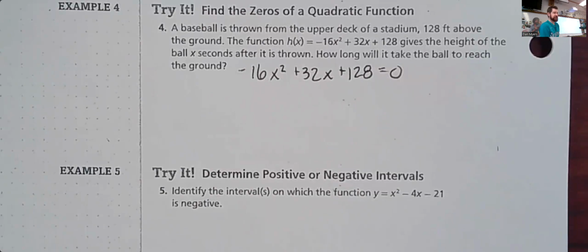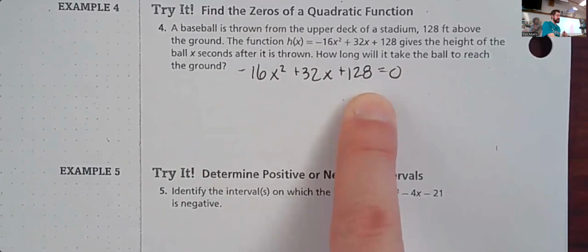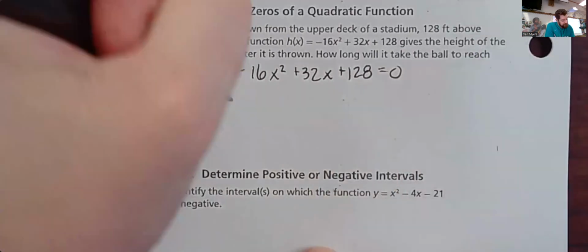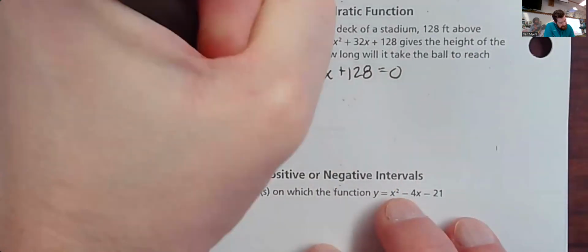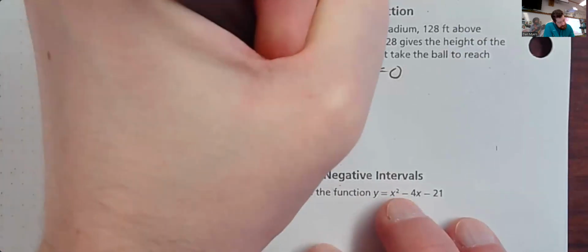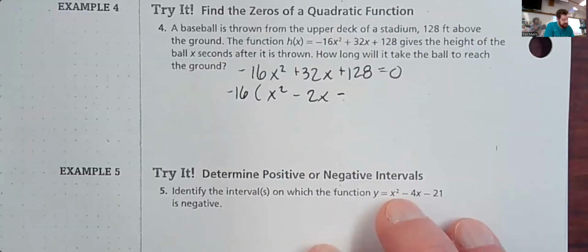You can use your multiplication chart as well. 16, yeah. And I would actually say negative 16, because when we're factoring, it's always good to have the value of a as a positive. So we can divide out negative 16 from all three of those. So that'll be negative 16 times x squared minus 2x minus 8.